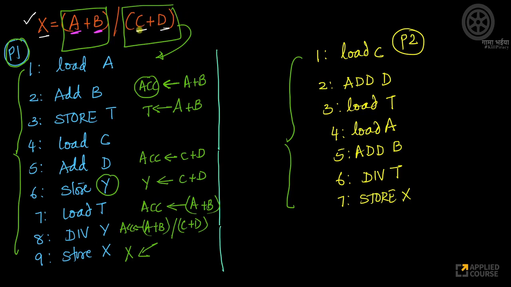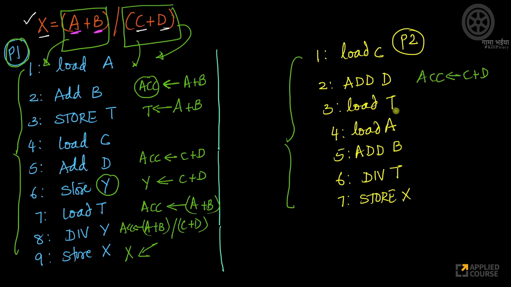First, what if I load C? Look at this, load C, add D. So what does the accumulator contain now? The accumulator contains C plus D now. In this case, I'm first performing this operation, then this operation, then this addition operation. Here, first I'm performing the second addition operation.